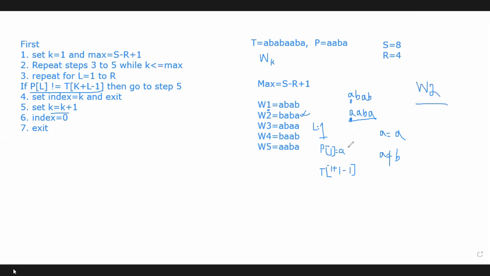I'm repeating this process, okay? Step number 3, repeat for L equals 1 to R: if P of L not equals T of K plus L minus 1, then go to step 5. So why are we using this variable L? For testing all the characters of the pattern with all the characters of the substring, isn't it?